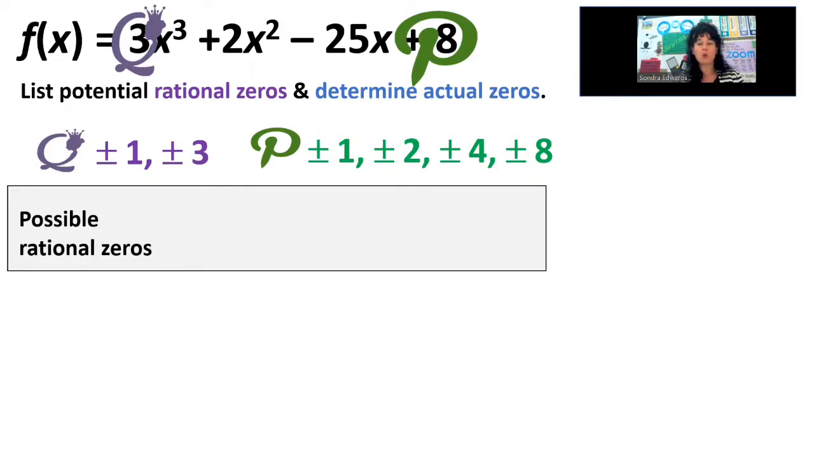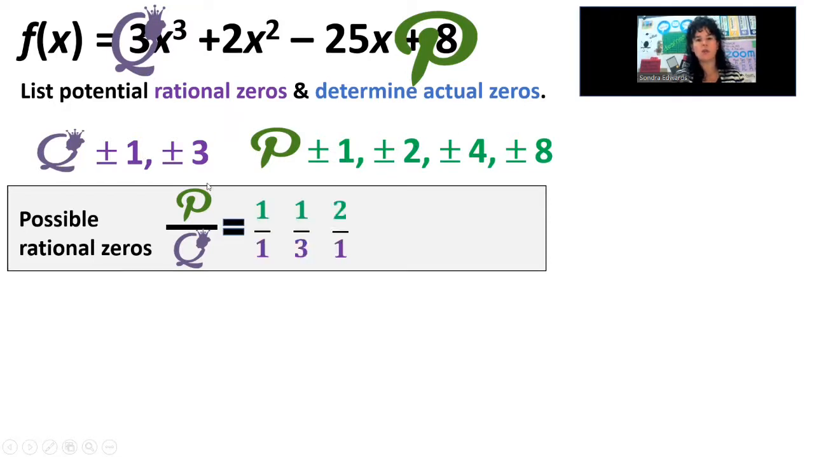The possible rational zeros, we make that list by creating fractions of P over Q. The peasants rise up over the queen. Poor little Queenie. Okay, be very systematic when you make this list. So I'm going to start with 1 right here, put it over 1 and 1 over 3. Then move on to 2, 2 over 1, 2 over 3, and so forth. Okay, so I have my list.